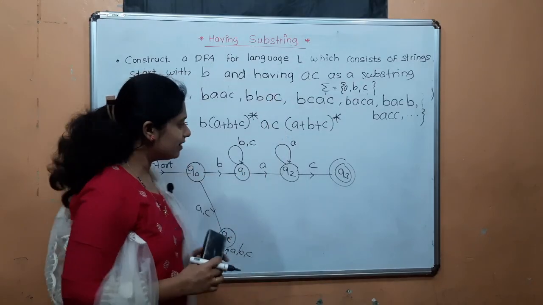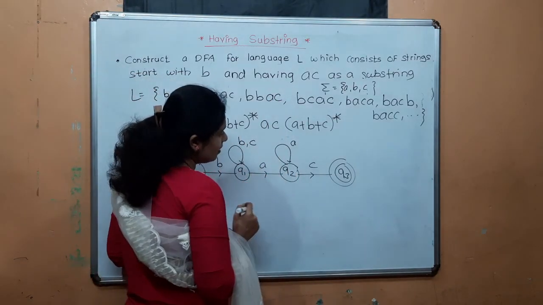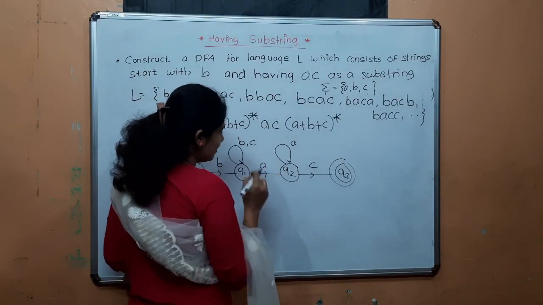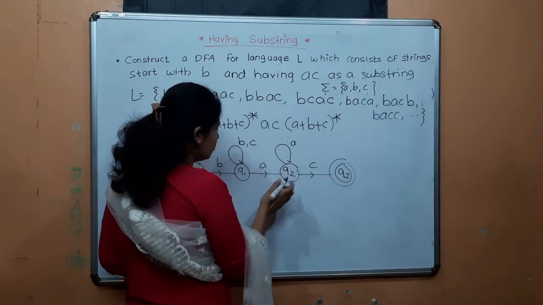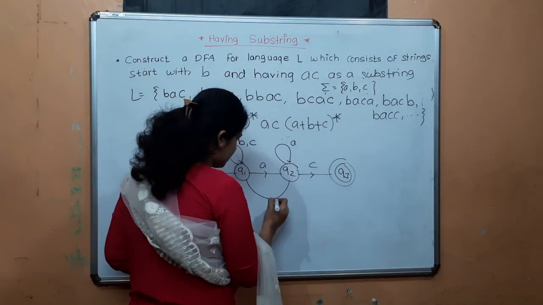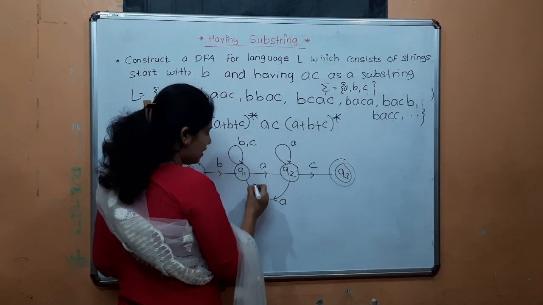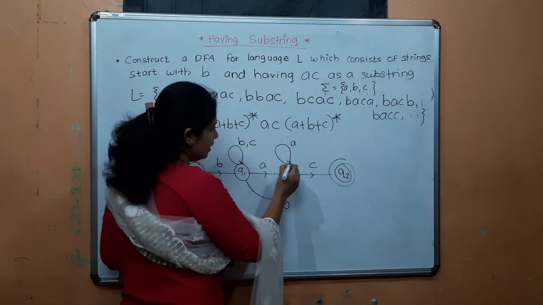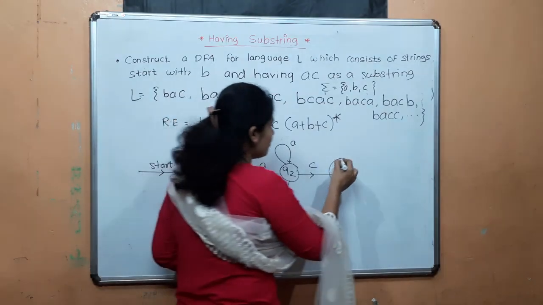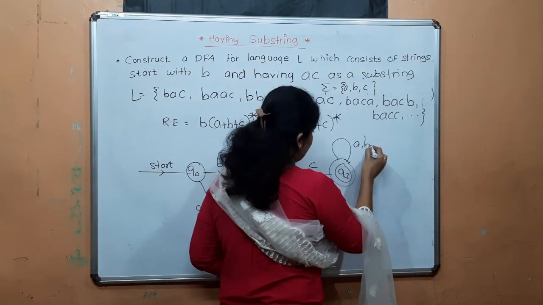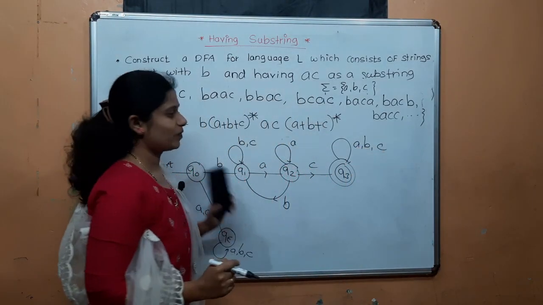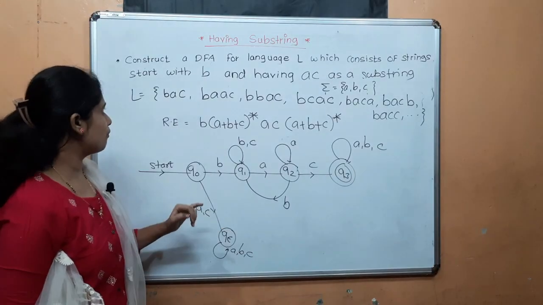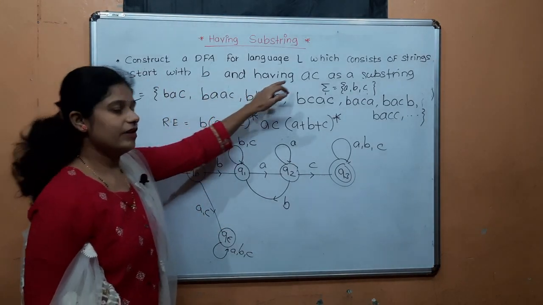Okay, having the string AC. After that, if B occurs after this A, then what can I do? Where we give A, we can give A here. B, A, C. Okay, and it can end with either A or B or C. Okay, this is the transition diagram of starts with B having AC.